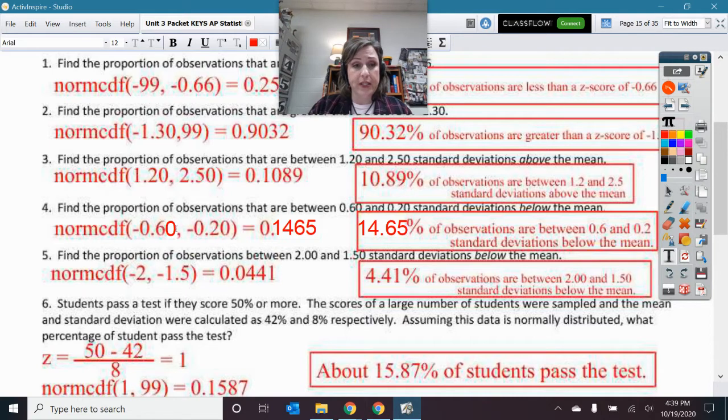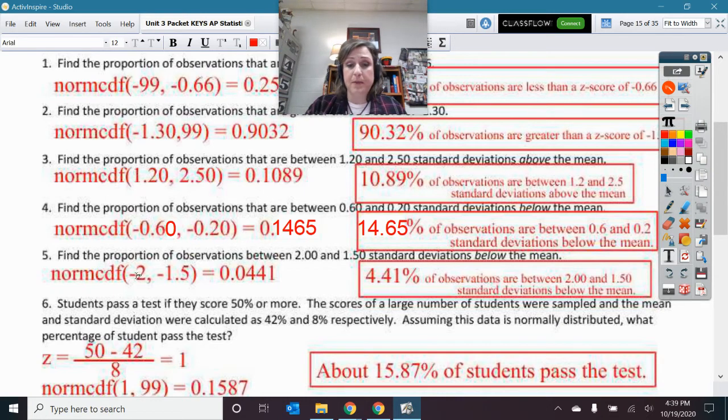Now, you may say to yourself, well, I didn't include the negatives and it still came out right. Like you may have gone from 0.2 to 0.6 on the positive side. So because of the symmetry of the normal model, the percentages would come out the same. But this is going to matter.